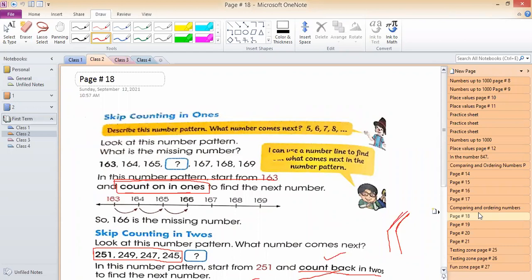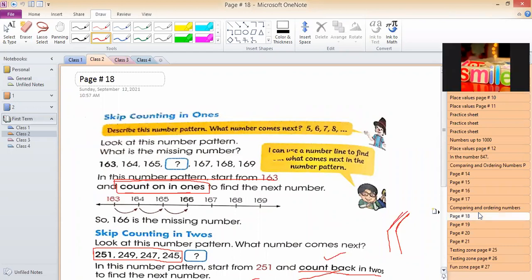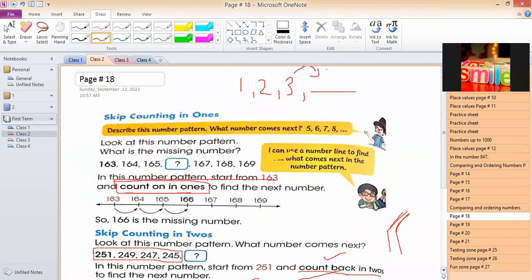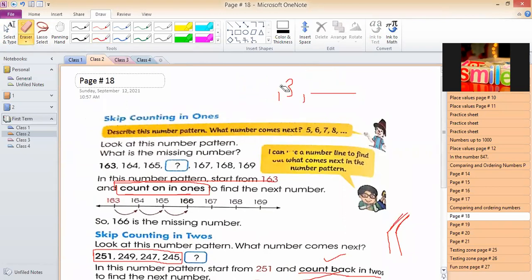Skip counting, guys, in ones, twos, fives, tens, and hundreds. We are going to revise. So skip counting in ones is very easy because in this counting we are counting in ones. Let's suppose 1, 2, 3. What comes after 3? That is 4. Here we are counting in ones. This is the easiest example I give you. But you can see here 163, 164, 165. What comes after 165? That will be 166. So here you count on in ones and you can find out the next number. This is the example of skip counting in ones.